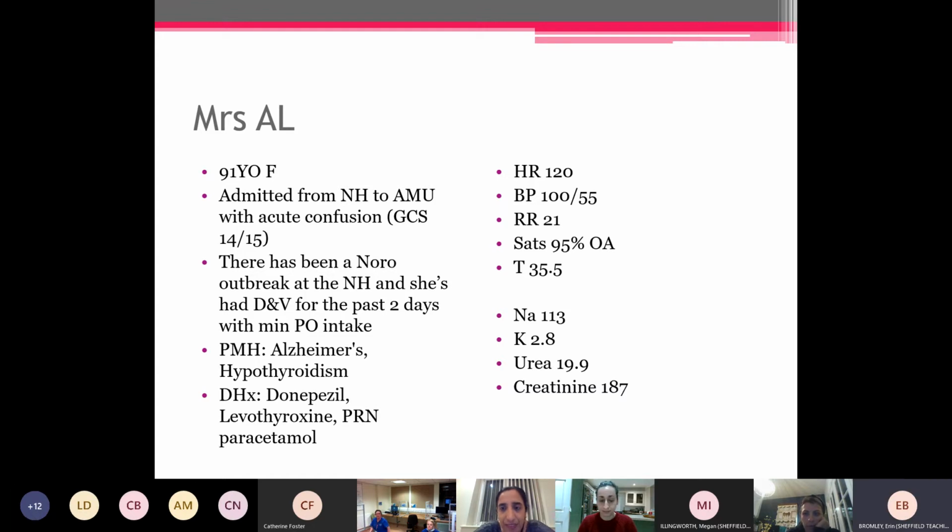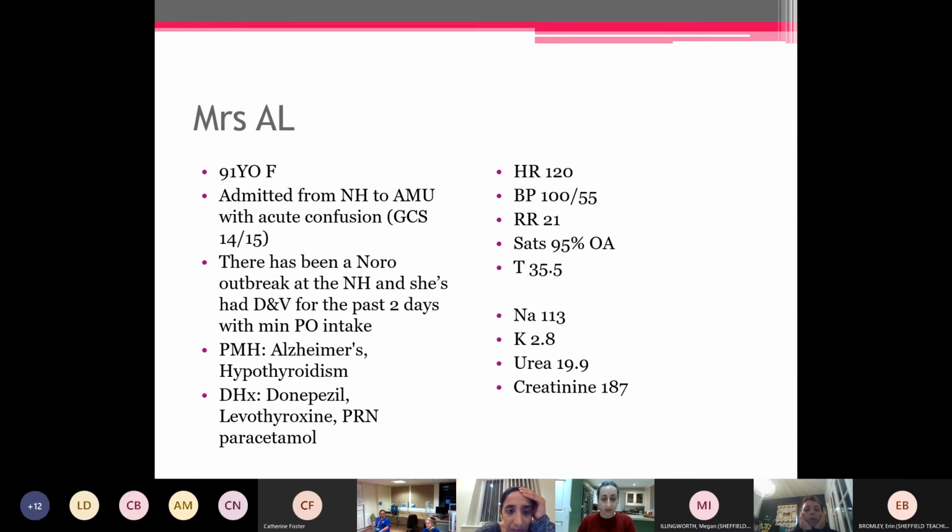It's acute, isn't it? Because she's had D&V for 2 days. So it possibly or probably is acute, yep. And it's severe. It's severe hyponatremia, as per the number. So it's less than 125, so it's severe. What about the symptoms? The symptoms of the hyponatremia, is that mild, moderate, or severe? Moderate, yeah, because she's acutely confused.